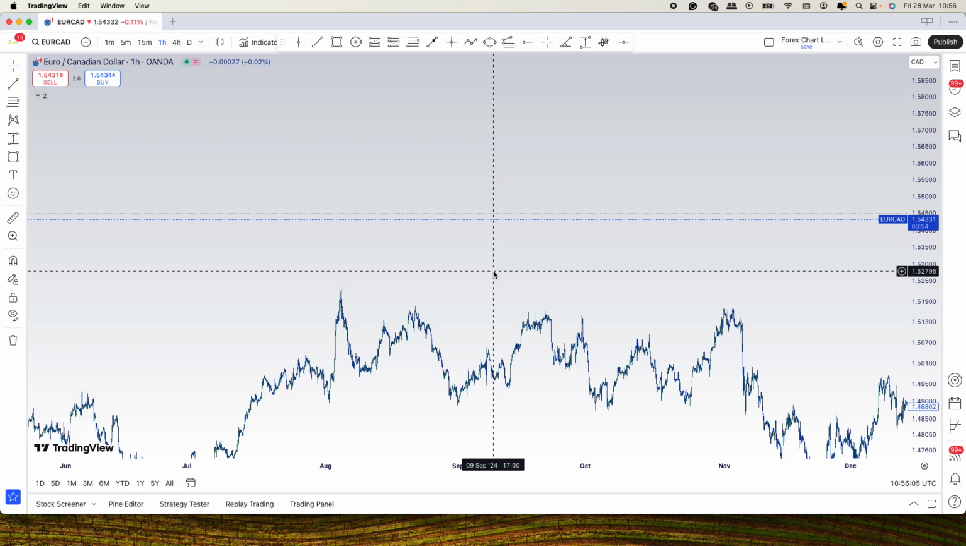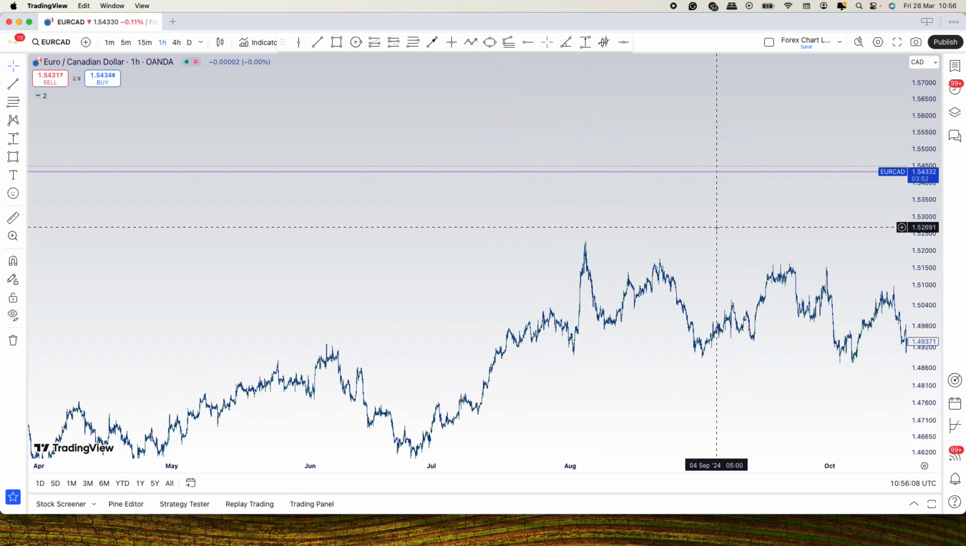I keep getting asked the question about key levels. Are these key levels correct? Are these key levels good? How do they look to you? How do I draw a key level?